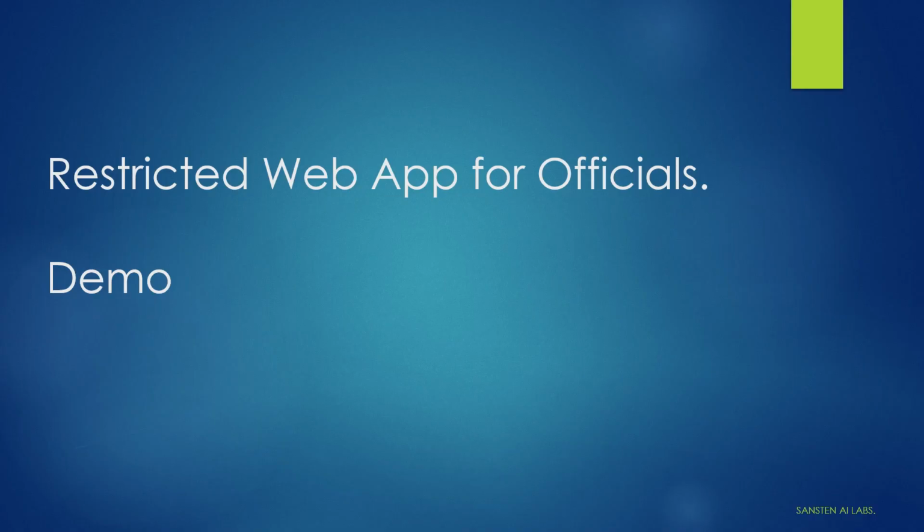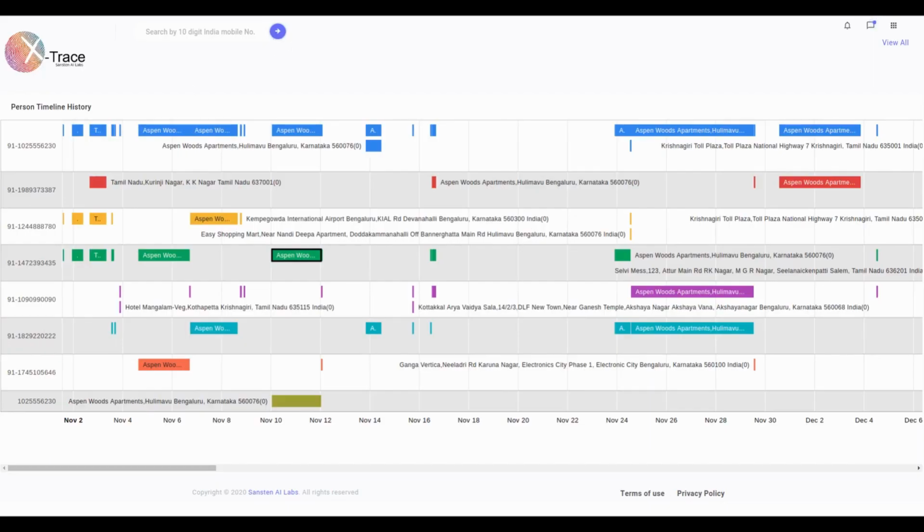Next, the restricted web app for officials. As the name implies, it is very restricted to only the top officials. Nobody else, not even Samsung AI Labs, will have access to this data. It's restricted to officials and can be accessed across the globe. What we are looking at is the Xtrace web application. It has only a simple UI. All it has is only the phone number field.